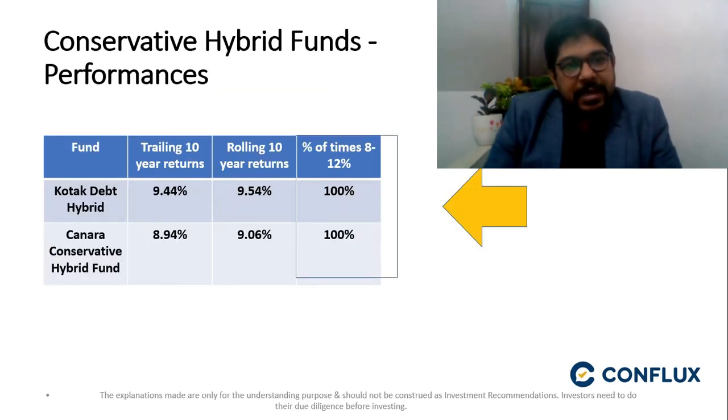So following the template that I've been doing, I think I've just pulled in the number of underlying schemes. If you can see, the quoted debt hybrid and Canara conservative hybrid fall under this category. The average or rolling 10-year returns of both these funds has been in excess of 9 odd percent, which is 9.54 and 9.06. The probability factor is again 100% of delivering returns between 8 to 12% over a 10-year period.